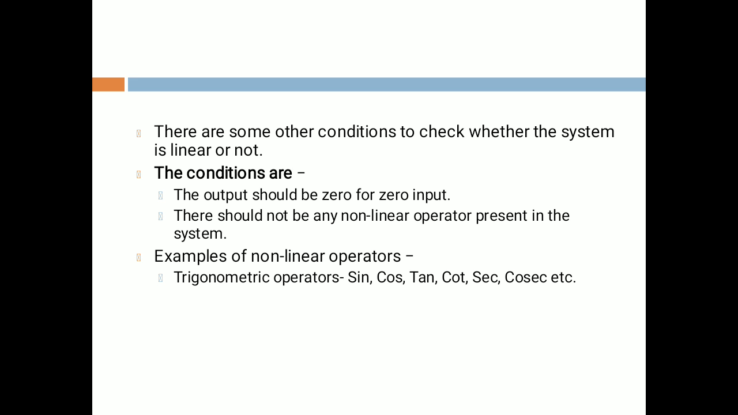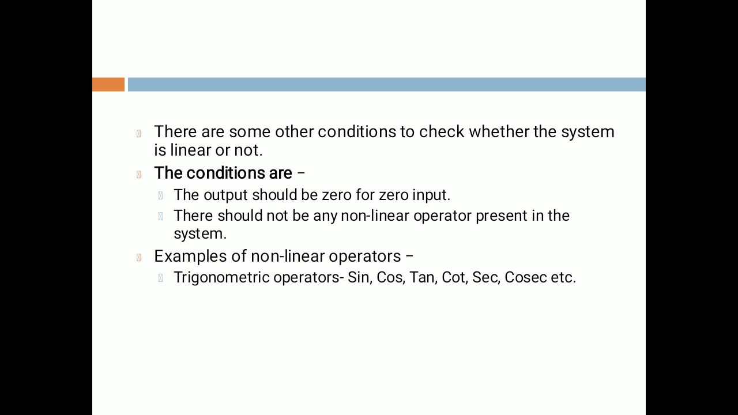The output should be 0 for 0 input. If we want to check whether the system is linear or not, the output should be 0 for 0 input. There should not be any non-linear operator present in the system. And what are the different non-linear operators? The non-linear operators are the trigonometric operators like sine, cos, tan, cot, sec, cosec. These are all non-linear operators. So whenever the equation contains a trigonometric operator, it is a non-linear operator.